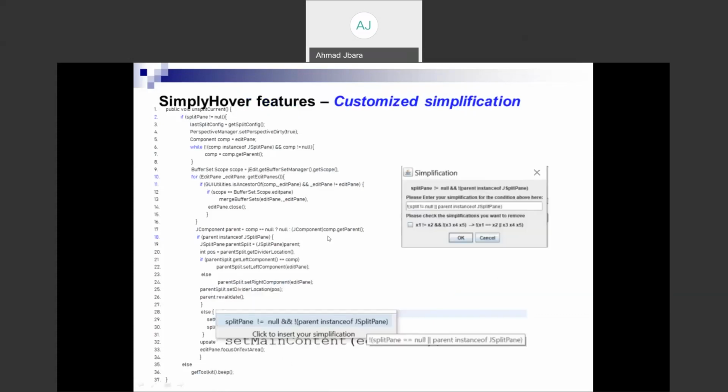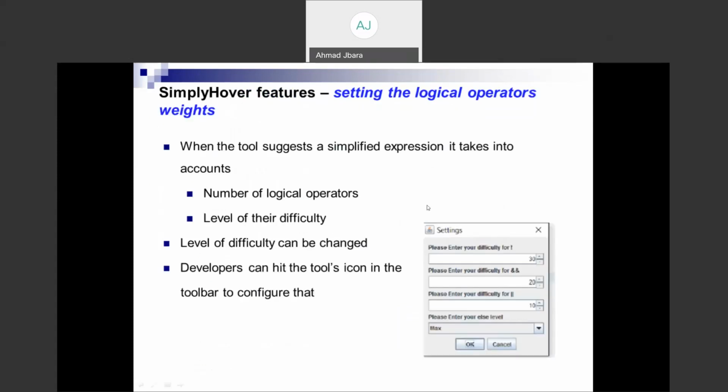If the developer thinks that he can do better than the tool, he always can provide his own simplified version of the given condition by hitting the icon of the tool in the toolbar. Simplification is based on the number of logical operators and the level of difficulty of these operators. The tool allows the developer to configure the operator's difficulty, again, by hitting the icon in the toolbar.